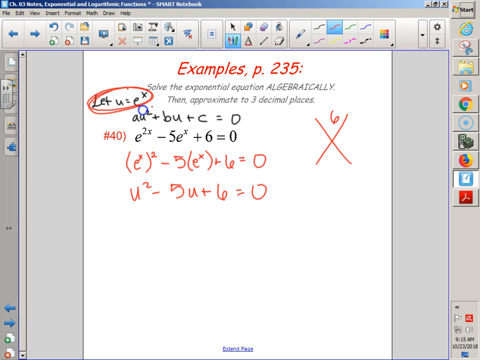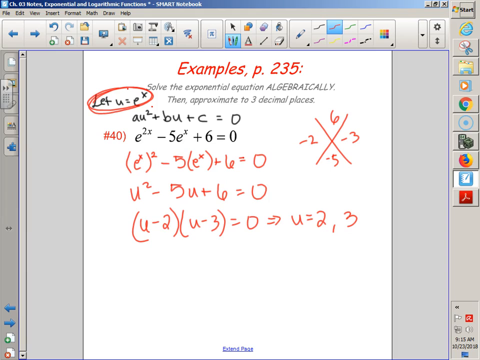Yeah, and you would have gone ahead and thrown in the 6 and the negative 5 and hopefully figured out negative 2 and negative 3 are a possible combination of both. You would have gotten u minus 2 and u minus 3 equals 0. You could have even kept going to say u equals 2 and u equals 3. But we're not supposed to be solving for u. We're supposed to be solving for x.